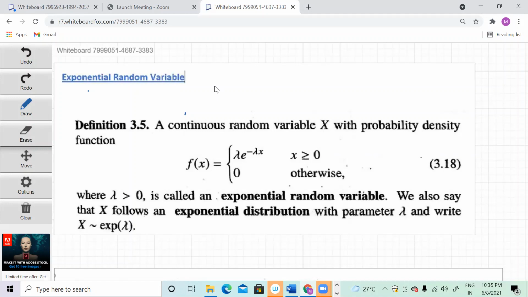Good morning, everyone. In today's session, let's talk about exponential random variable. A continuous random variable X with probability density function f(x) equal to lambda e raised to minus lambda x when x is greater than or equal to 0, and 0 otherwise, where lambda is greater than 0, is called an exponential random variable. We also say that X follows an exponential distribution with parameter lambda and write X ~ Exp(lambda).